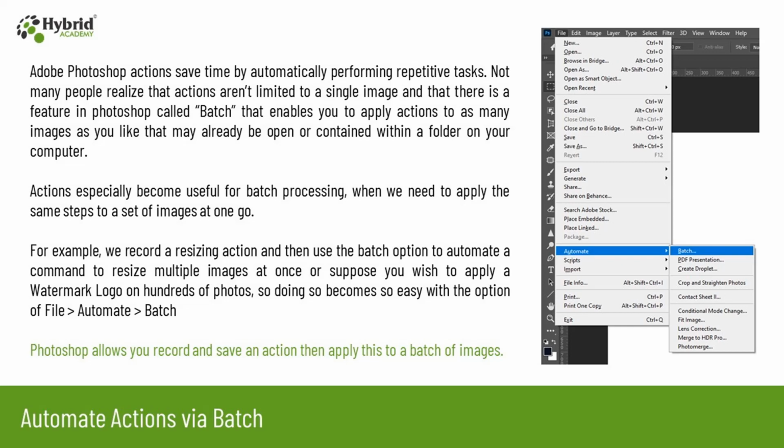Actions especially become useful for batch processing when we need to apply the same steps to a set of images at one go. For example, we record a resizing action and then use the batch option to automate the command to resize multiple images at once. Or suppose you wish to apply a watermark logo on hundreds of photos, so doing so becomes so easy with the option of File, Automate and Batch. Photoshop allows you to record and save an action and then apply this to a batch of images.